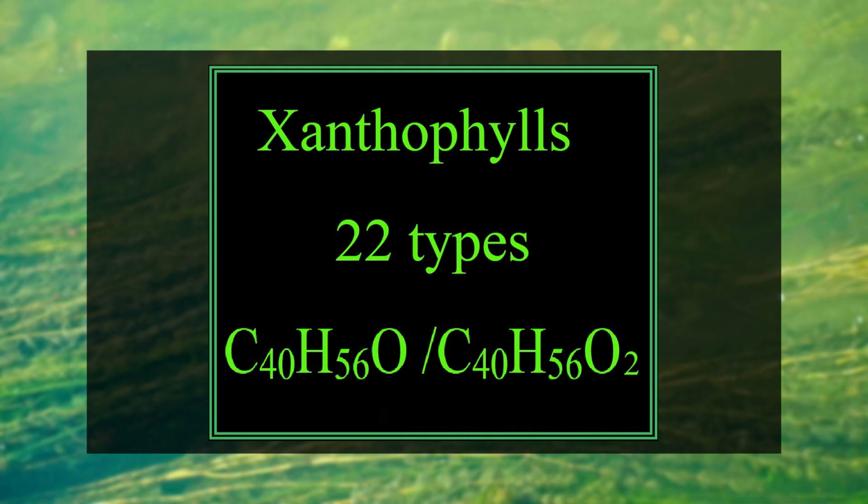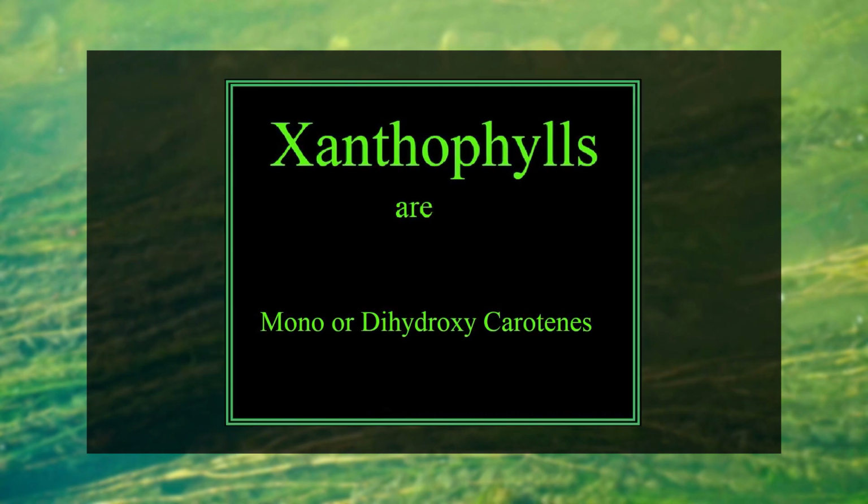Xanthophylls represent an important class of pigments included as carotenoids having formula C40H56O or C40H56O2. They are mono or dihydroxy carotenes having one or two hydroxyl groups. They also serve as one of the criteria for classifying algae, as they are specific to specific groups of algae.